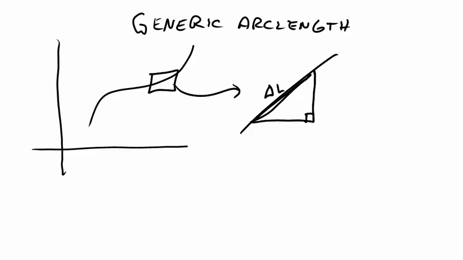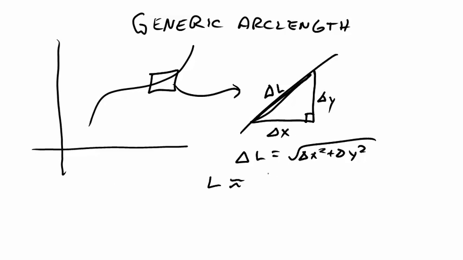piece of length dl, and it is comprised of a delta x and a delta y, a small change in x and a small change in y, which means my change in length is really just, from the Pythagorean theorem, the square root of change in x squared plus change in y squared. Easy enough. So if I wanted to find the entire length of a curve, that would be just adding up all of the little delta L's.